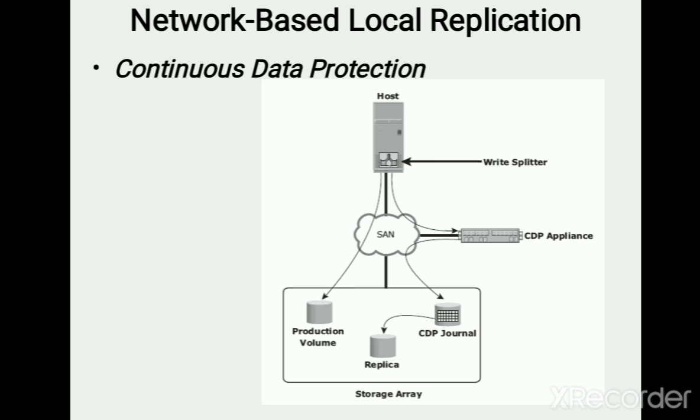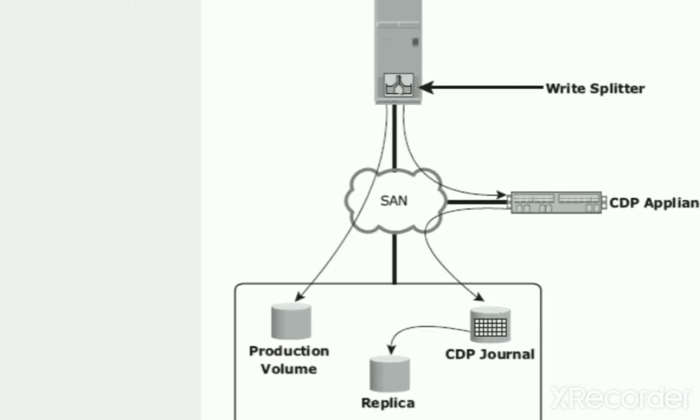Moving on to the next one, network based replication. You can see that network based replication combines the benefits of both array based and host based replication. For that purpose, we are using continuous data protection. What it does is, it has the ability to restore the data at any point in time, right? If any changes are made, it keeps track of all that data, and it uses a term called the CDP journal, that is, the continuous data protection journal is maintained.